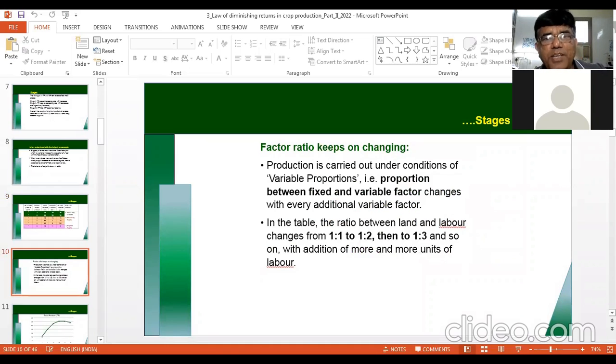Now, the factor ratio keeps on changing. Law of variable proportion: production is carried out under conditions of variable proportions. The proportion between the fixed and variable factor changes with every additional variable factor. In the table, the ratio between land and labor changes from 1:1 to 1:2, and then to 1:3, and so on, with the addition of more and more units of labor. And you see the output increases, but at a very slow or decreasing rate.